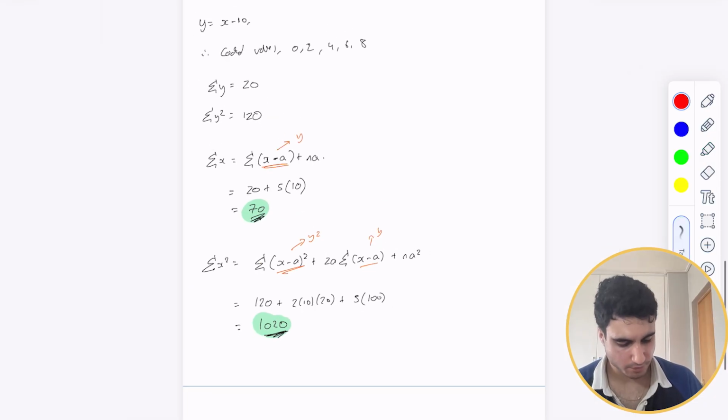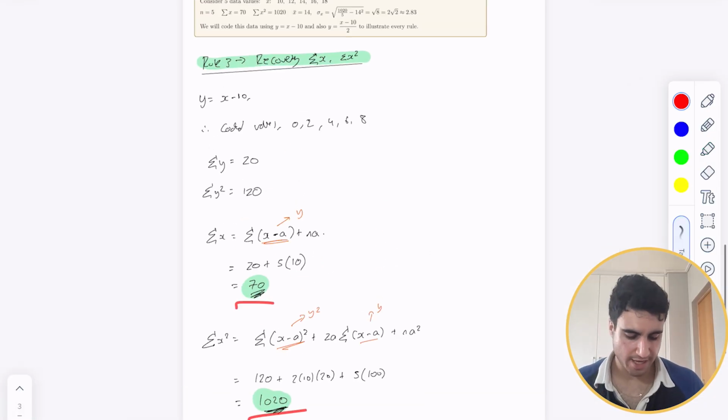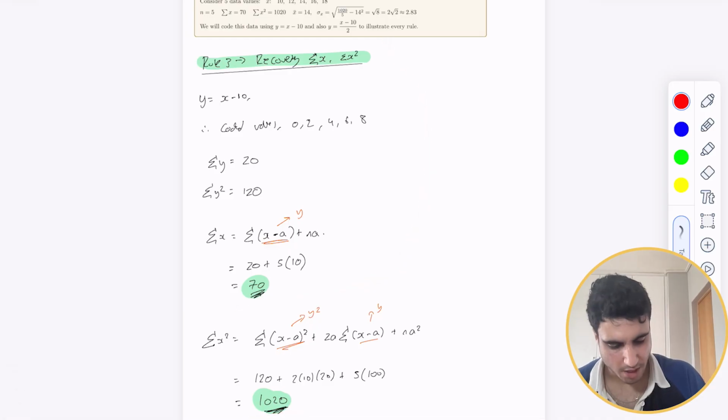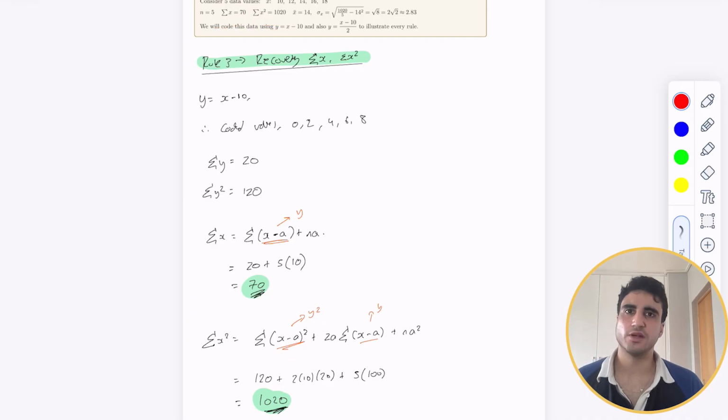What do you know? That's the same values we had in the beginning, right? Sum of x squared is equal to 1020, sum of x is equal to 70. So all we've done here is we've reverse engineered that process.